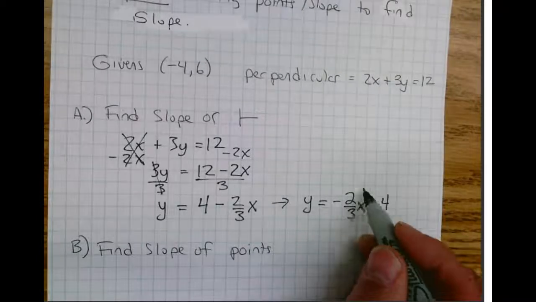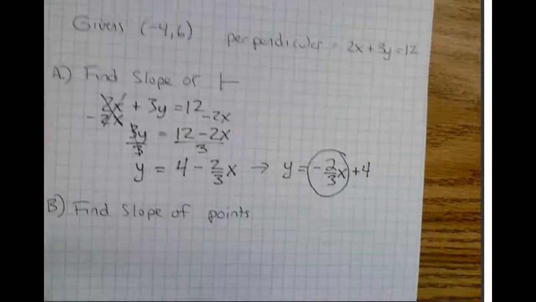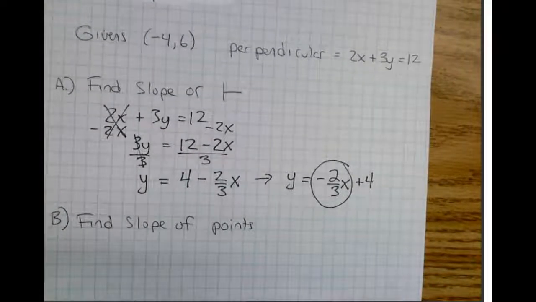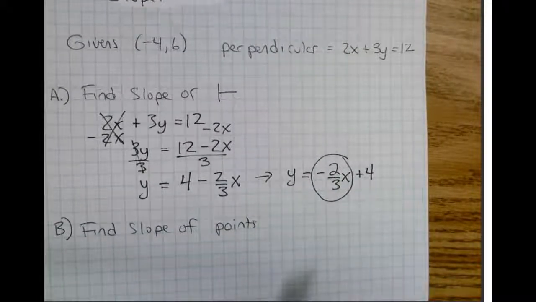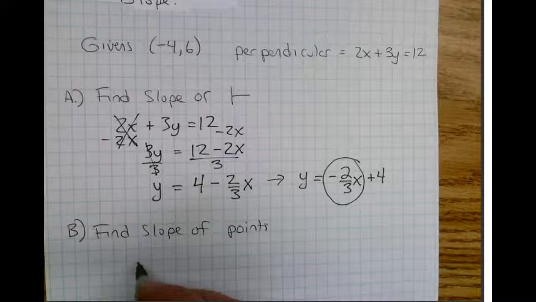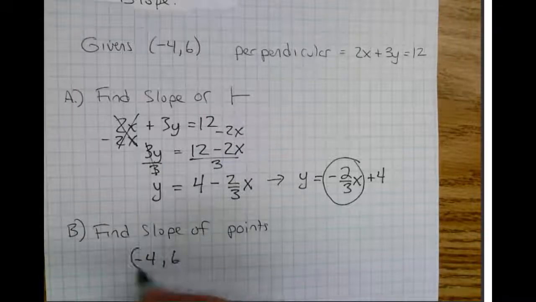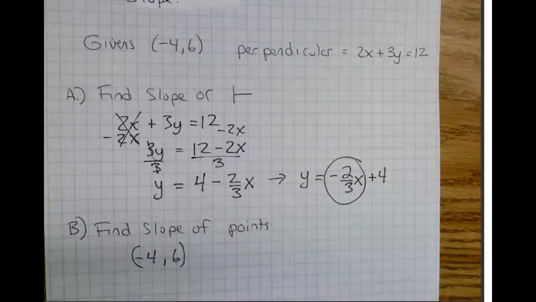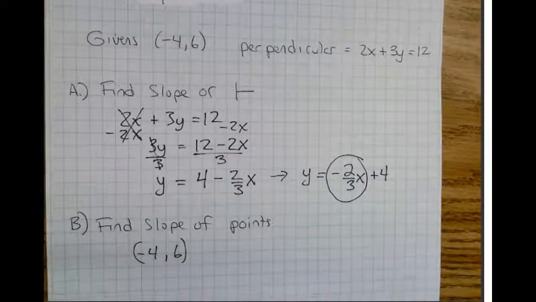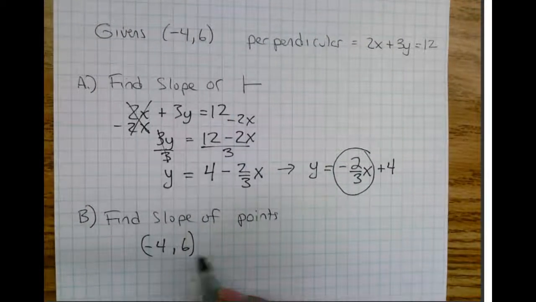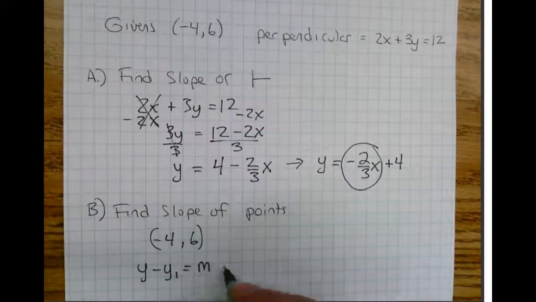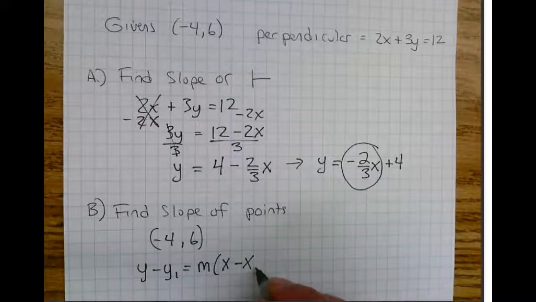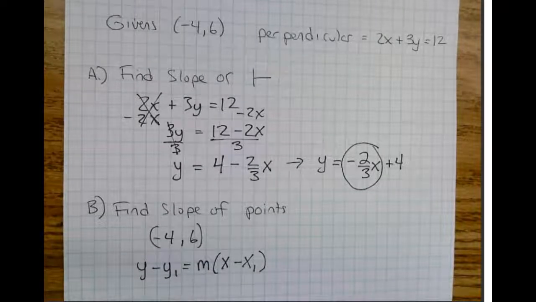Okay. So this tells us right here, there's your slope. Okay. So now we've taken that line that was in standard form up here, 2x plus 3y equals 12. We've turned it into slope-intercept. And now we just take the points that we have, -4 and 6, and find out the slope-intercept form for that. So again, we're going to use the point-slope form, which is y minus y1 equals m times x minus x1.